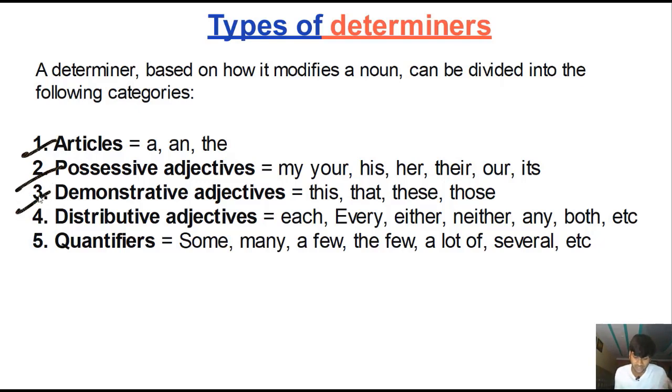The third is demonstrative adjectives. Demonstrative adjectives, right? This, that, these, those. Only 4 demonstrative adjectives we have in the English language. Fourth is distributive adjectives. This includes each, every, either, neither, any, both. Apart from these words, we have some other distributive adjectives as well, but these are the most common, the most used distributive adjectives we have in English. All right, so there we go. The last is quantifiers. All right, and the most common quantifiers are some, many, a few, the few, a lot of, several. All right, these are the most common, most used quantifiers we have in the English language.